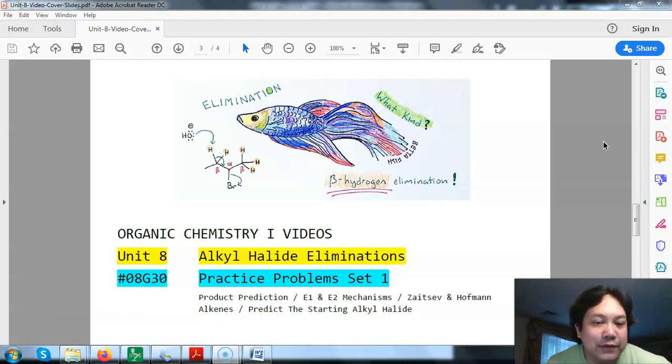Hello. I want to use this video to look at a couple of practice problems. We'll call this set 1, and the main type of problems we're going to be looking at are elimination problems that we have to predict the product, we have to show the mechanism, either E1 or E2. We should be able to predict whether the major product is the Zaitsev or Hoffman alkene, and a new type of problem in which we're given the final product and we have to propose a starting material, alkyl halide.